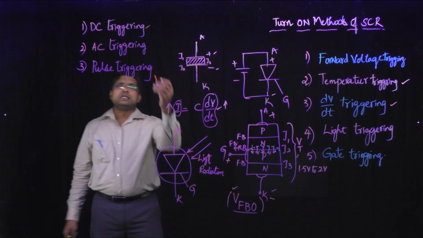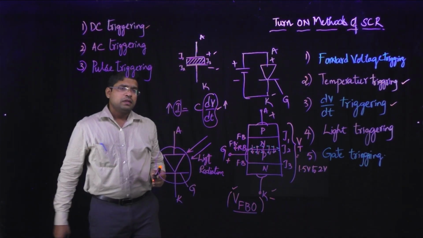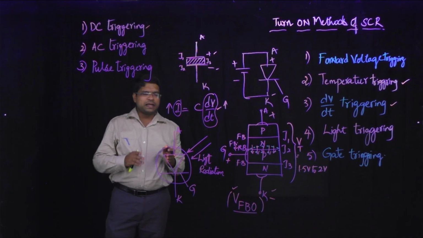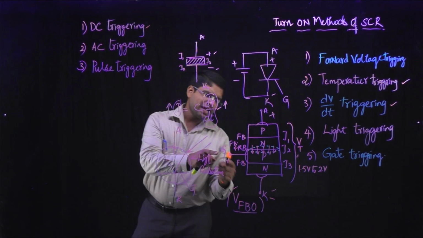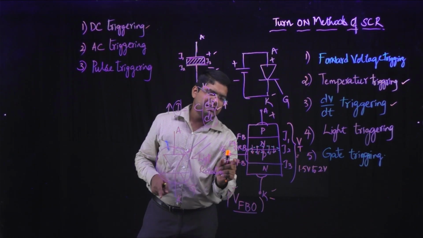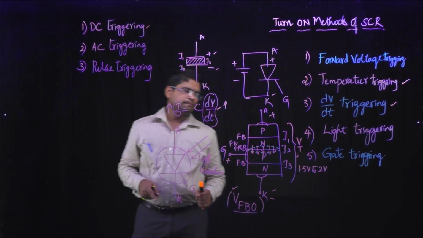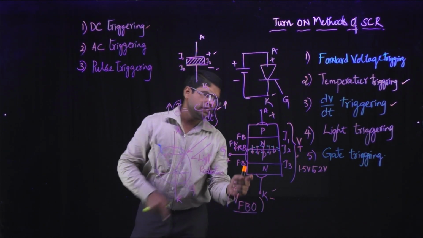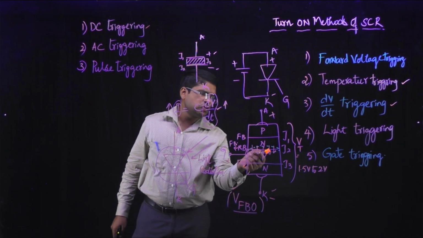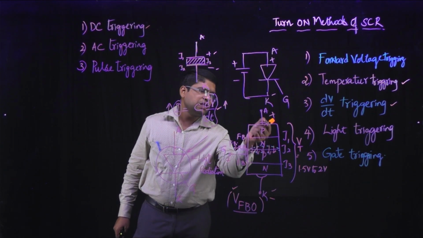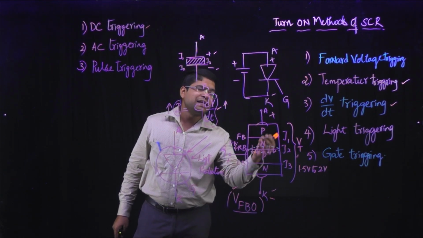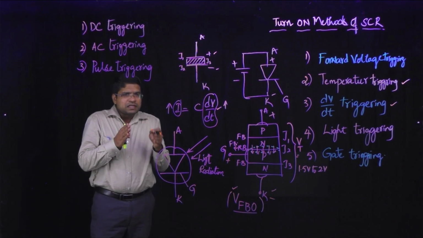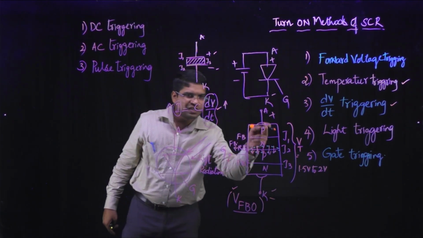So number one, DC gate triggering. In this triggering, a sufficient DC voltage is applied across gate and cathode terminals in such a way that gate is made positive with respect to cathode. So whenever gate signal is applied, it injects the electrons into the junction J2, then device will be conducted, or it gets triggered. So the gate current drives the SCR into the conduction mode.